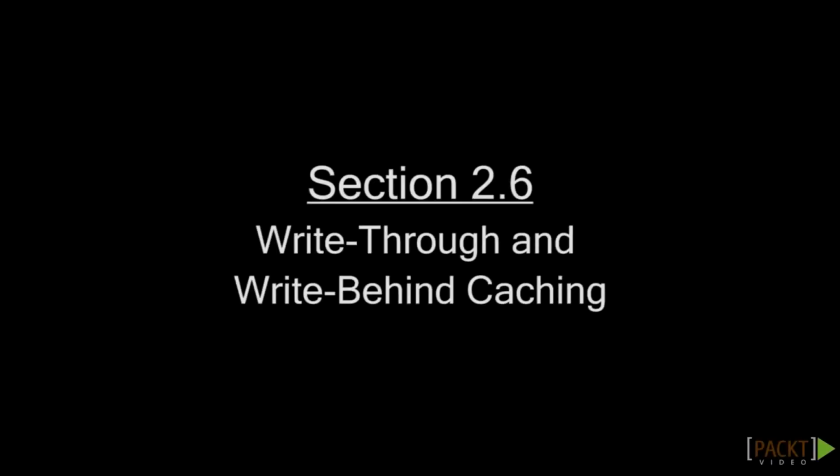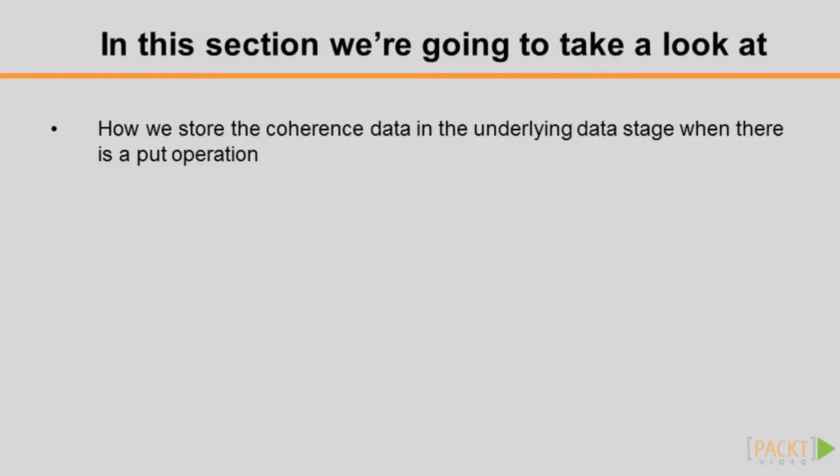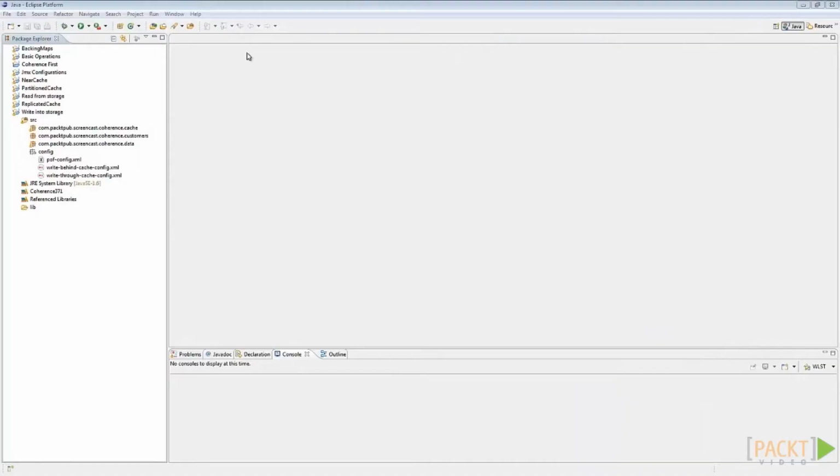In the previous video, we've learned about the read-through and refresh ahead mechanisms that could retrieve items from underlying data storage. In this video, we'll learn about the write-through and write-behind methods by which we store Coherence objects in an underlying data storage. Before getting started, you ought to download and extract the write into storage zip file and import the project into your workspace.